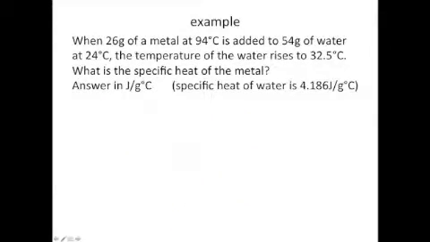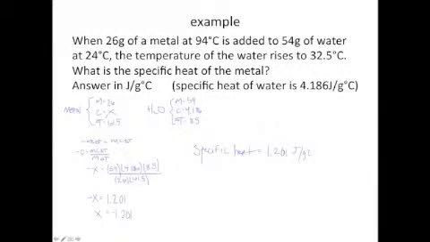And here's another example. It says when 26 grams of a metal at 94 degrees Celsius is added to 54 grams of water at 24 degrees Celsius, the temperature of the water rises to 32.5 degrees Celsius. What is the specific heat of the metal? And I'm just going to do the same thing I did with the other example and just skip forward.